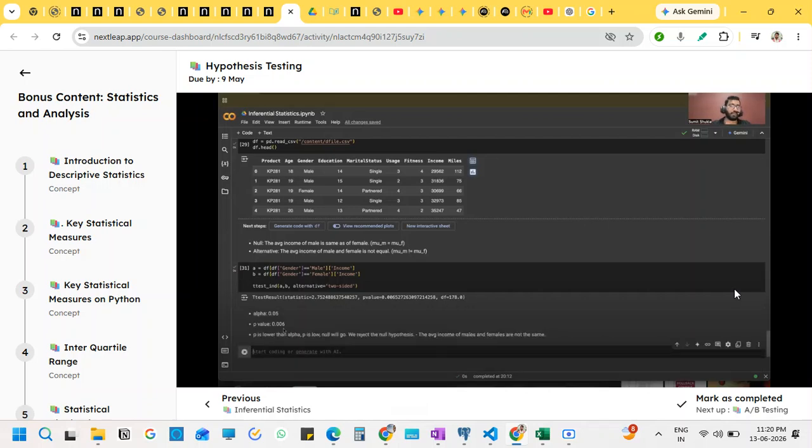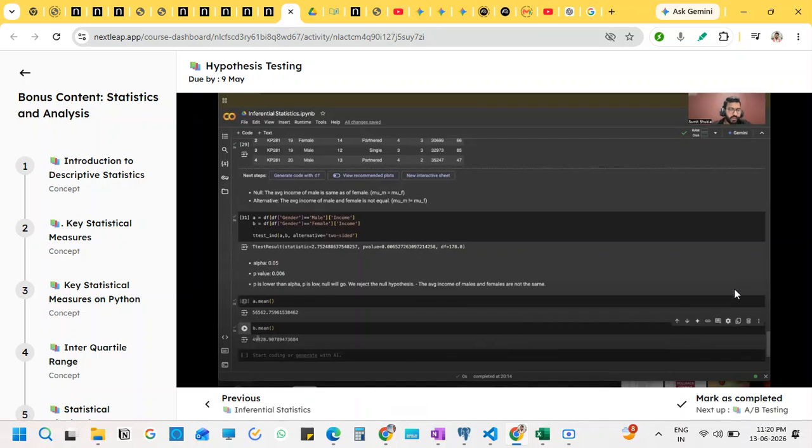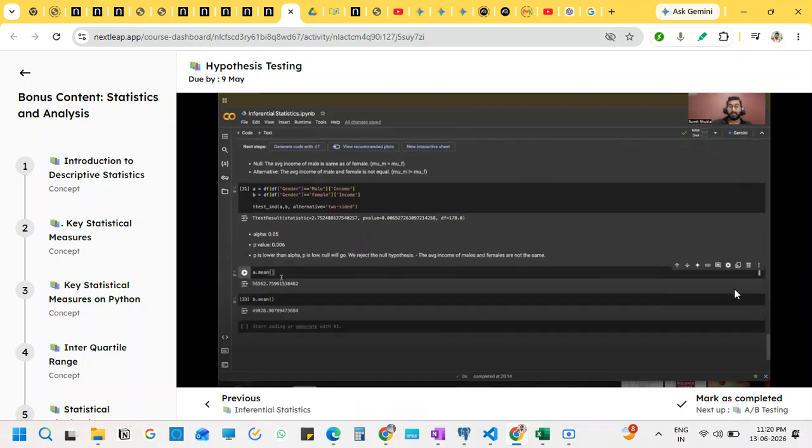That's confirmed. Let's see the average income of male and female. So A.mean is the average income of male and B.mean is the average income of female. So 56, 49, there is a substantial difference. Let's confirm whether males are earning more than females or not.